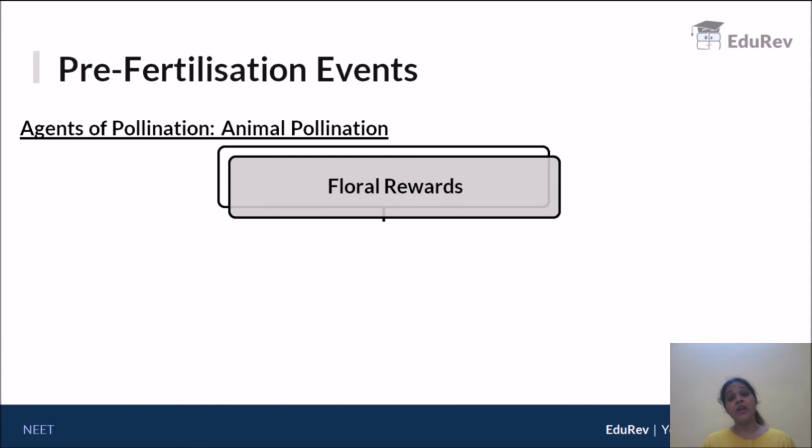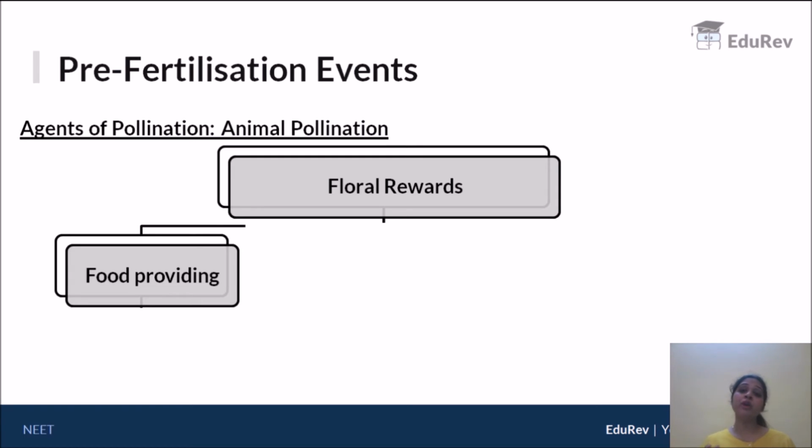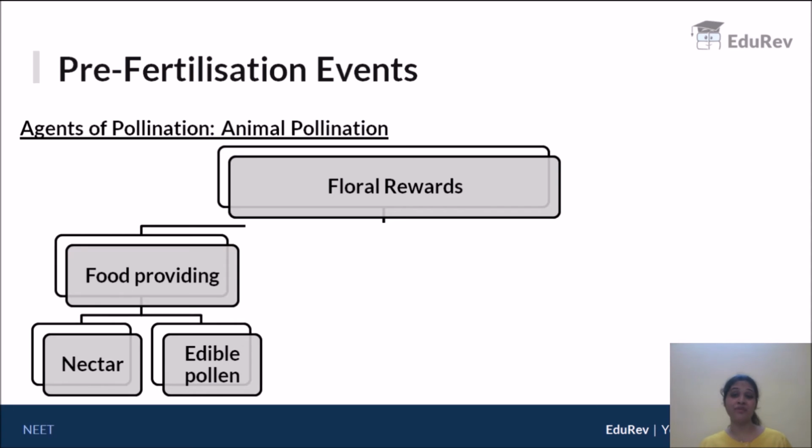Now, for an animal to move towards a flower and pollinate, it must receive a reward from that particular flower or plant. Those are called floral rewards. Floral rewards can be classified into three different entities. The first is food for the animal, food to that particular insect. The food can be in the form of edible pollen, or in the form of nectar. This is very easy for us to understand.